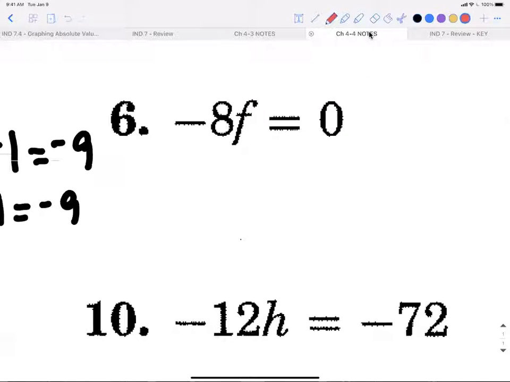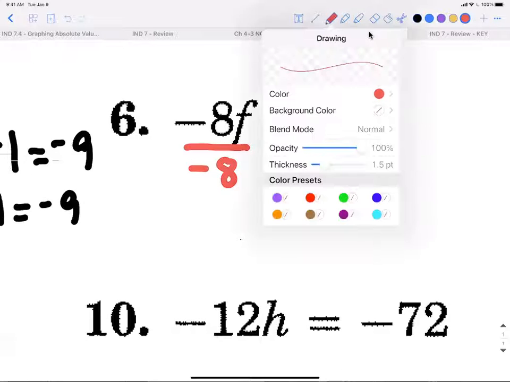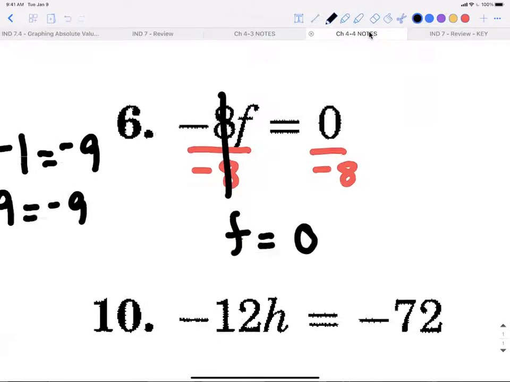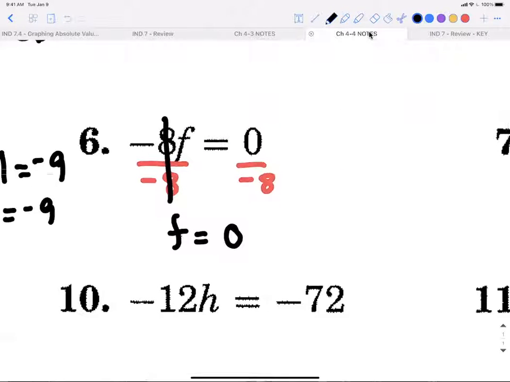So -8f, that's a multiplication. So that means I'm going to divide both sides by a -8. When I do that, my -8 and my -8 go away or cancel out to 1. And anything with a 0 on top stays a 0. And then when we check it, we've got -8 times f, well, we've decided f is 0, equals 0. And on the right, anything multiplied by 0 is also 0, so it checks out.